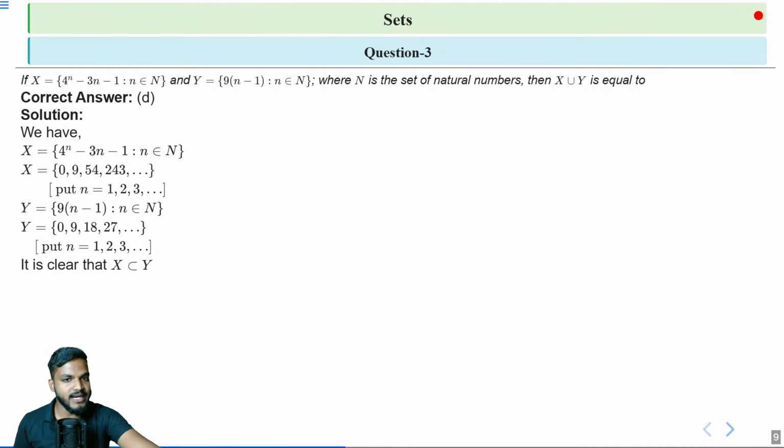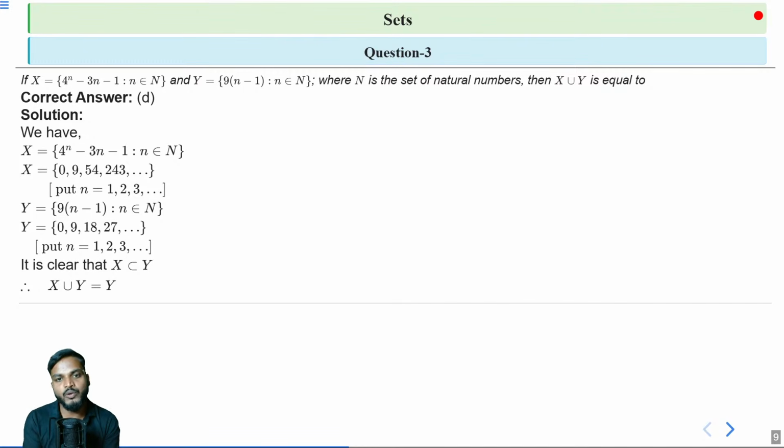It's clear that X is a subset of Y. Why? Because each element of X is also an element of Y. So if we take the union of X and Y, we get Y. Because each element of X is also an element of Y, when we combine both sets X and Y, we are only left with Y. So the union of X and Y is Y.